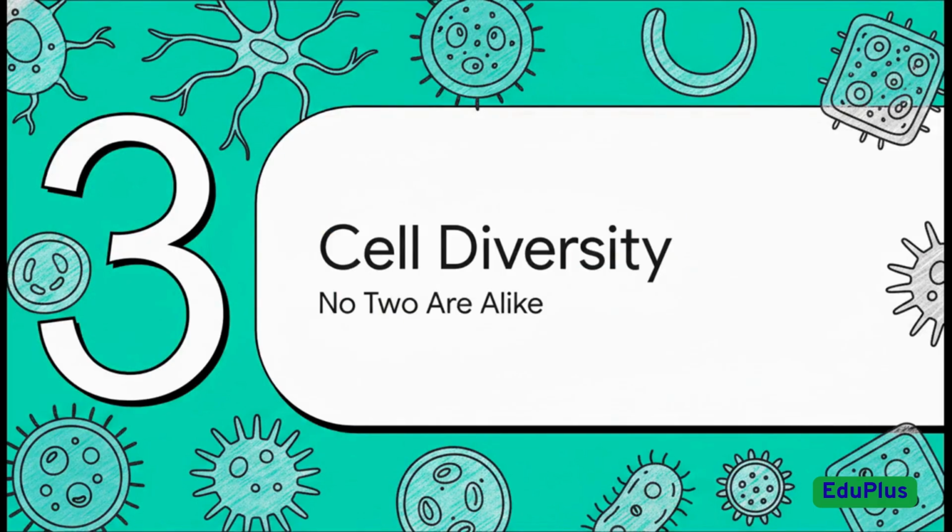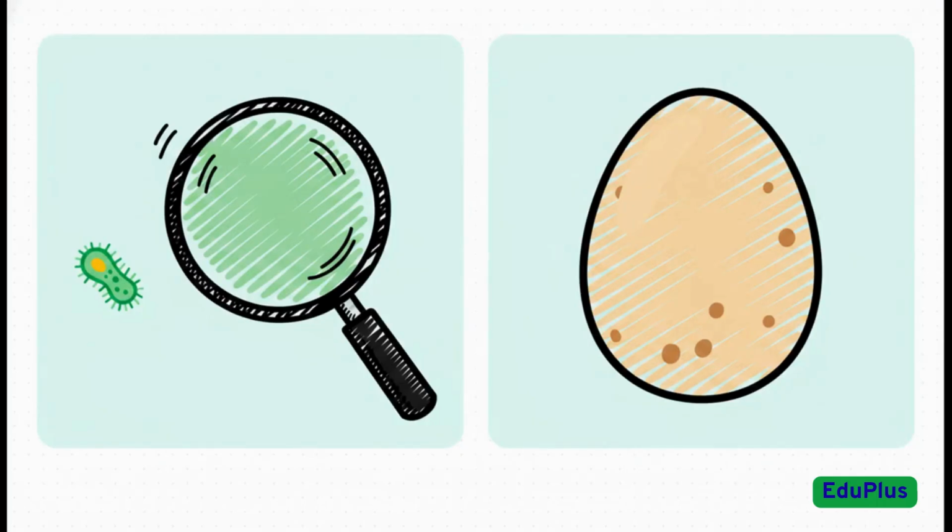Moving on to Section 3. Cell diversity and shapes. No two are exactly alike. Now, you might be thinking a cell is just a tiny, boring little circle. No way. The extremes in the scale here are actually wild. On one hand, you have the absolute smallest living cell out there, a tiny bacteria called mycoplasma. But on the exact opposite end of the spectrum, an ostrich egg. Yeah, that massive, heavy egg you could hold in your hands is technically one single enormous cell.